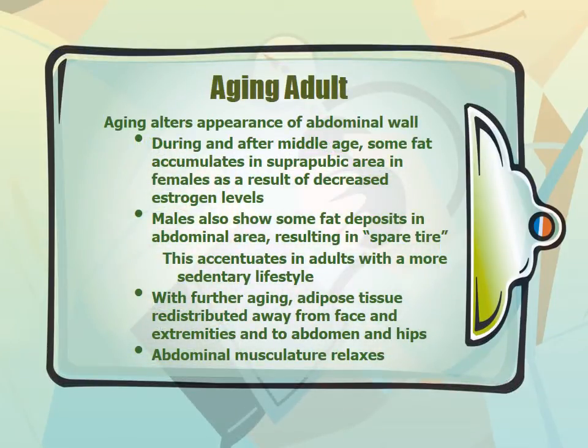In an aging adult, remember that the abdomen itself is going to look different. It's going to have more subcutaneous fat. It's going to have more adipose tissue because remember that it becomes redistributed, and actually that adipose tissue starts to collect more in the abdomen, falling away from the face and the extremities. And remember that the abdominal musculature relaxes. Why? Because of course they're not as active. So those muscles are going to lose a lot of their tone and they're going to become much more relaxed.